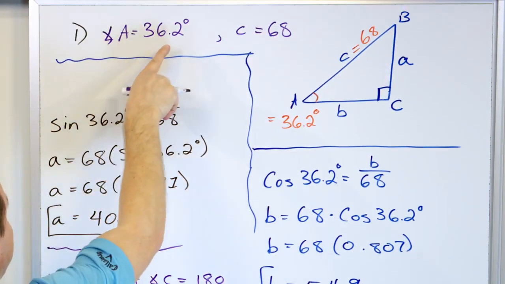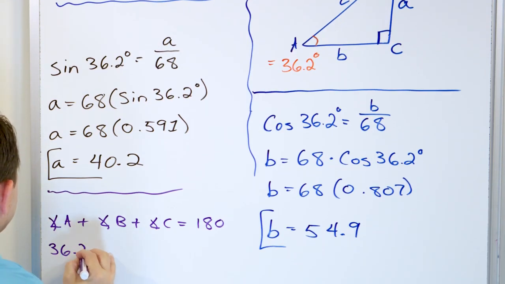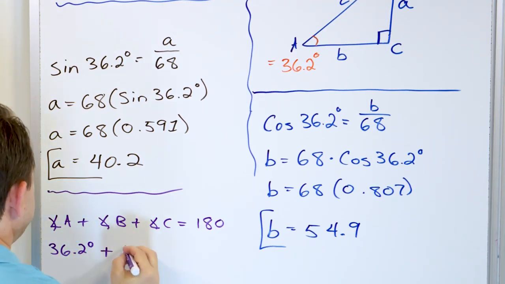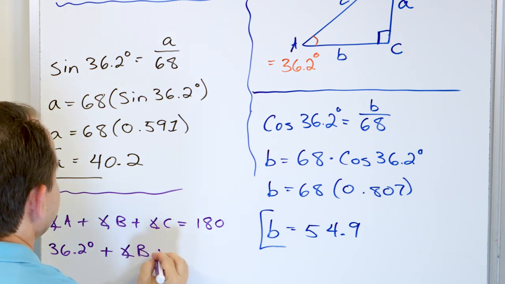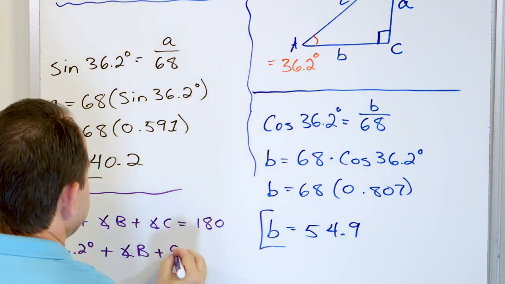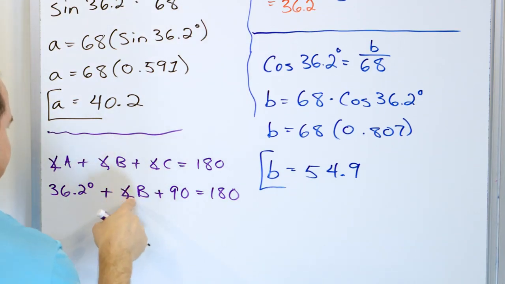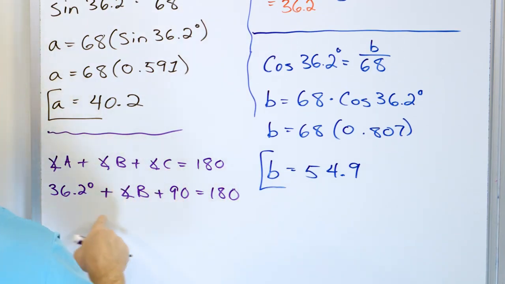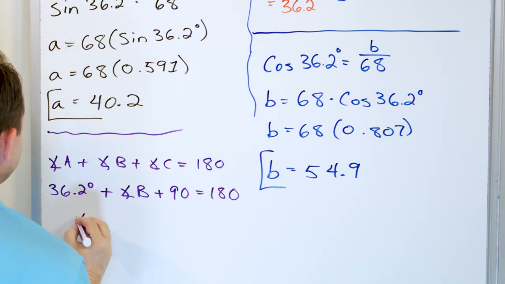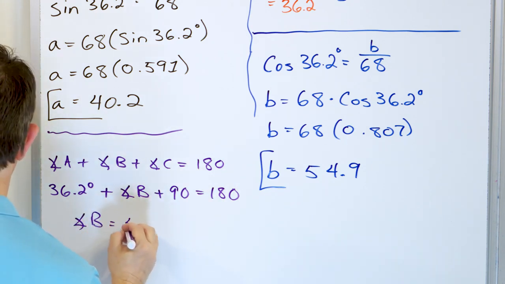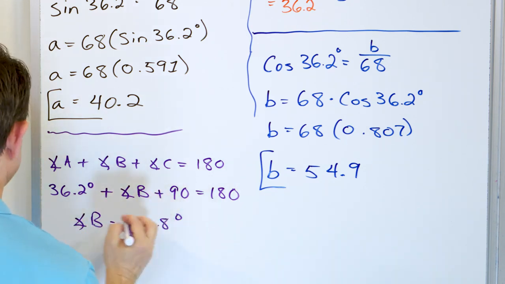Now, the measure of angle A was 36.2 degrees. The measure of angle B is what I don't know. And the measure of angle C here is 90 degrees. So put the 90 in here, and that's got to equal 180. The way you solve this is you take the 180, subtract 90, and then subtract 36.2, and angle B works out to be 53.8 degrees.